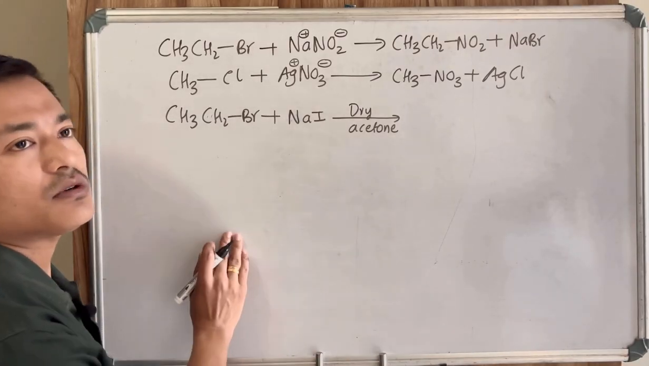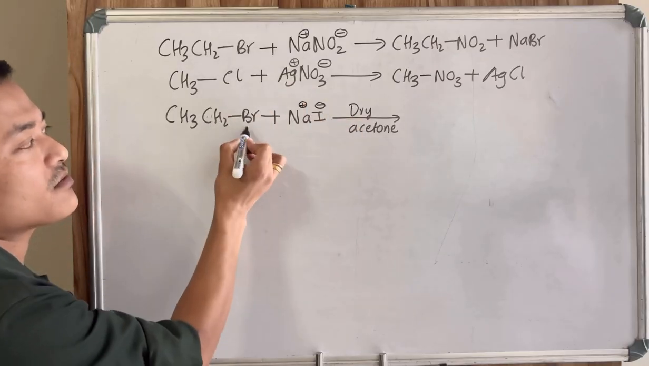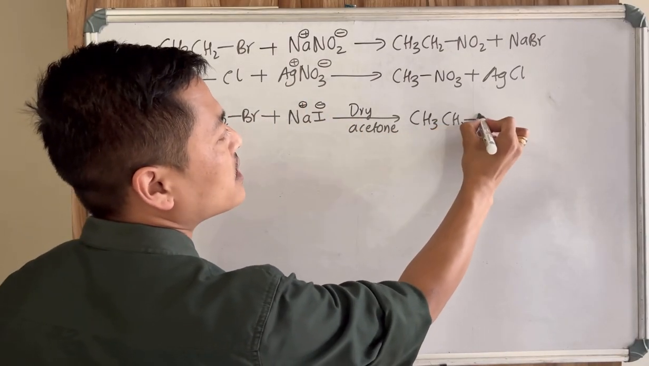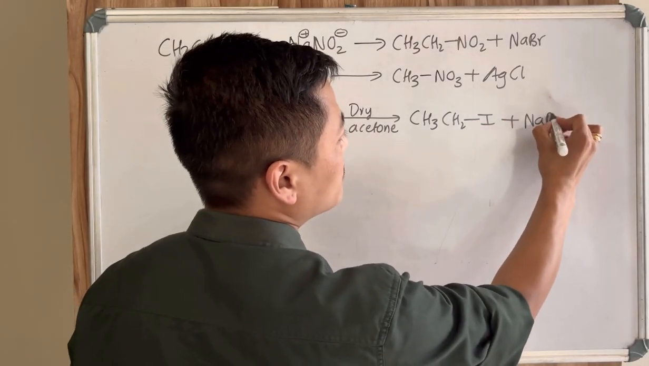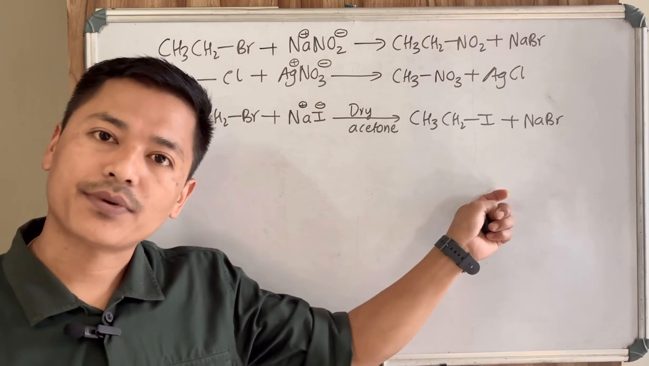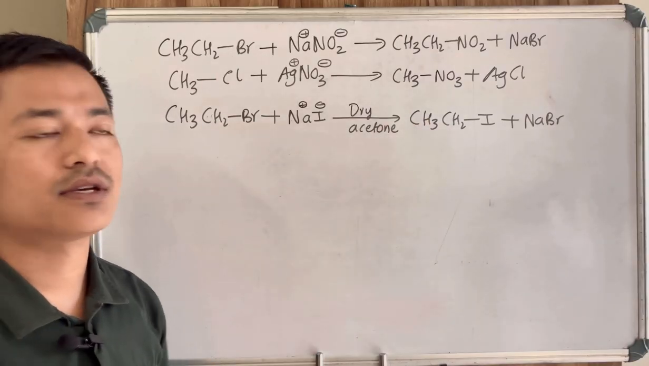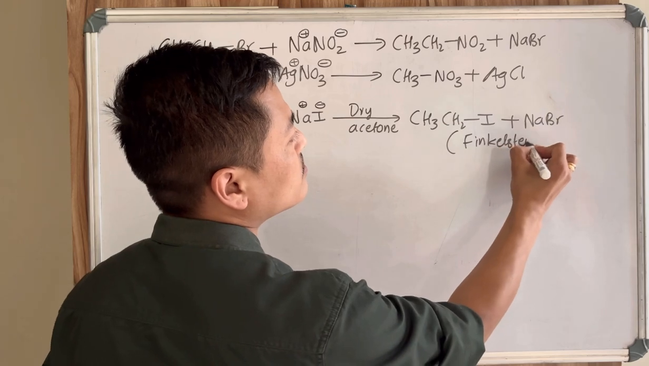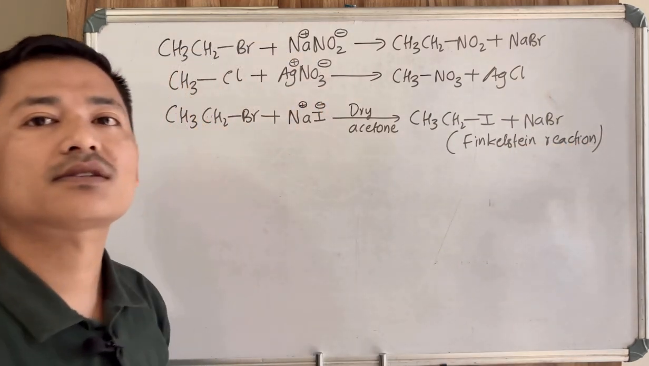So if you react these two, what will be formed? Na will be Na plus, I will be I minus, and I minus will be replacing bromine away from here. So CH3CH2I, and Na plus and Br minus will combine together to give NaBr. Now this reaction is quite important. Perhaps you might have heard about this reaction. The name of this reaction is the Finkelstein reaction.